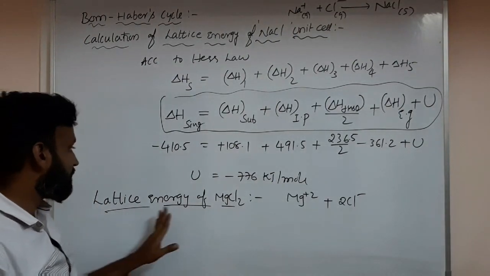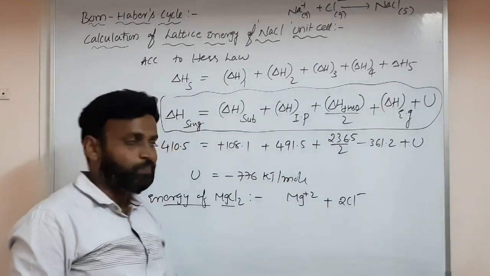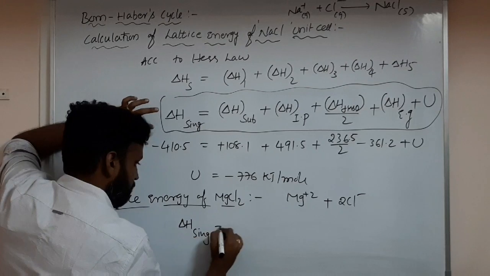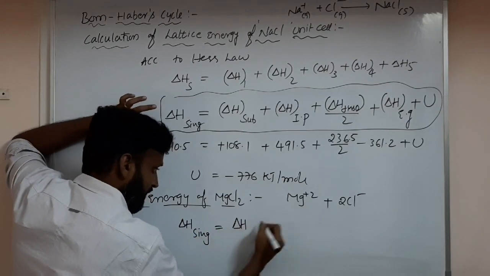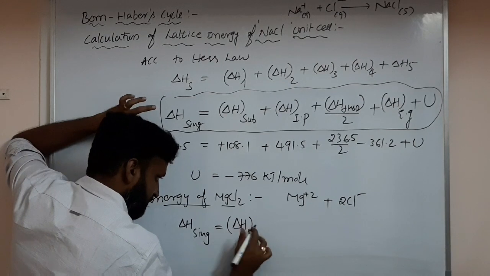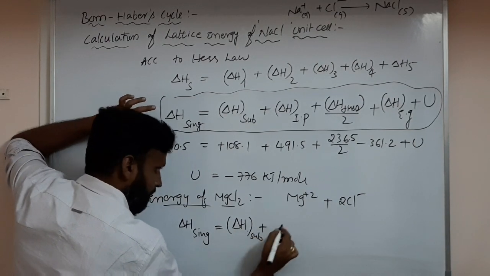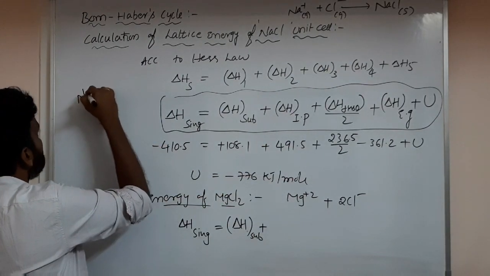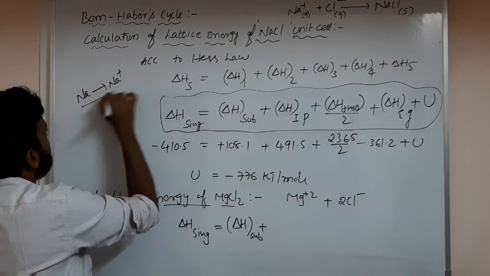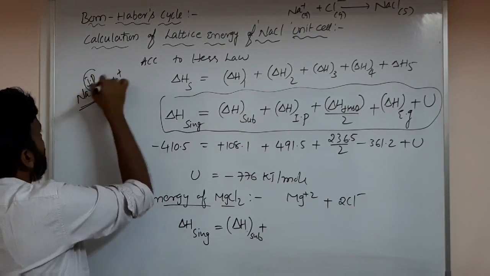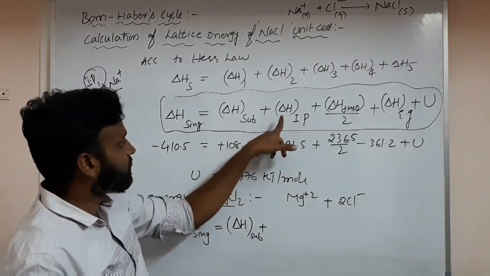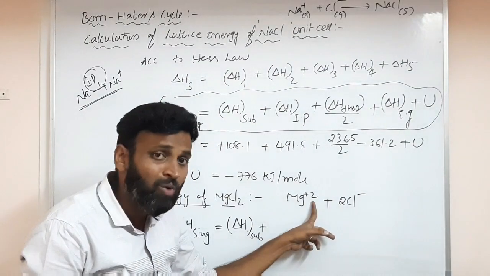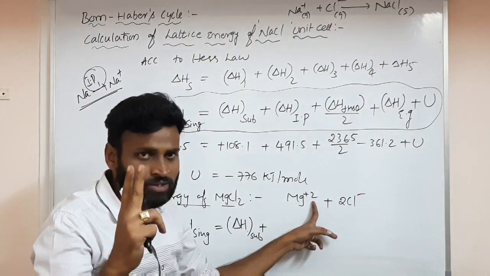Suppose I want the lattice energy of MgCl2, what to do now? Same story. Delta H single step is equal to, first the magnesium metal has to sublimate, so delta H sublimation, plus delta H ionization potential. For sodium, it has to lose one electron only to form Na plus, so only one ionization potential is required. That's why I wrote delta H IP. But to form Mg2 plus, how many electrons have to be lost? 2 electrons.